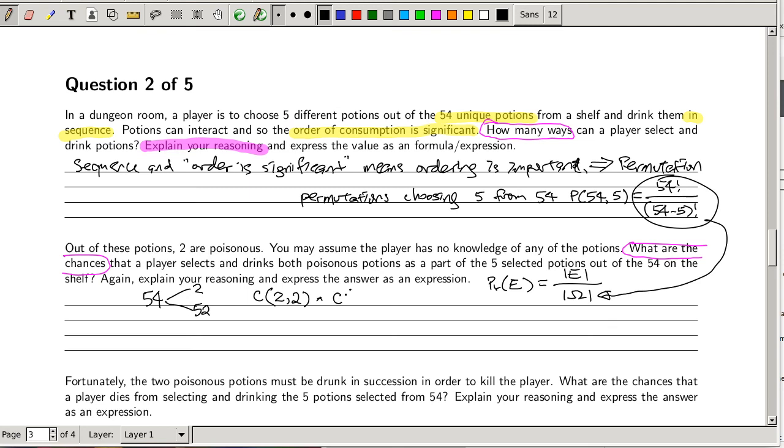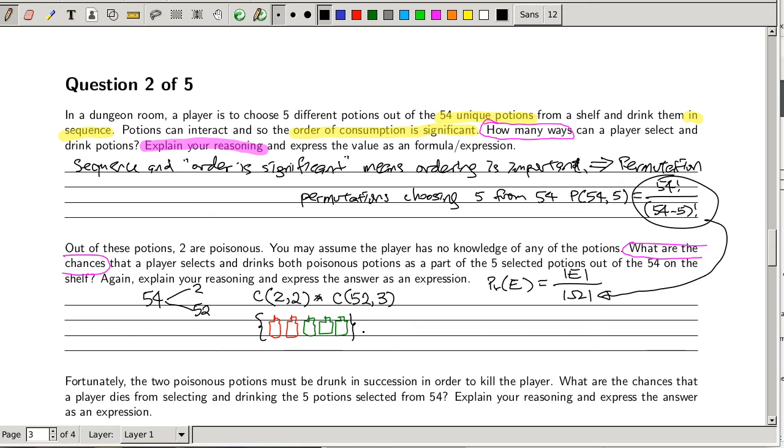At the same time, we also have 52 that are non-poisonous, and out of those 52, I need 3. This tells me how many ways I can pick 2 of the poisonous potions and 3 of the non-poisonous potions when there's a total of 54, of which 2 are poisonous and 52 are non-poisonous. But this gives me a combination. Graphically, it means we're dealing with a set containing 2 poisonous potions and 3 non-poisonous potions, but they can be in any particular order.